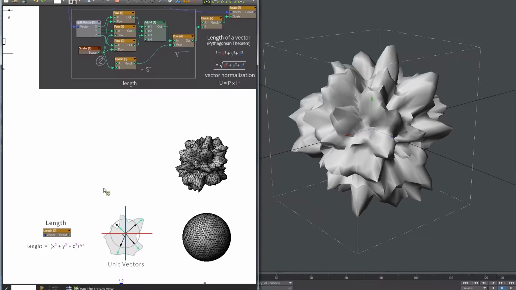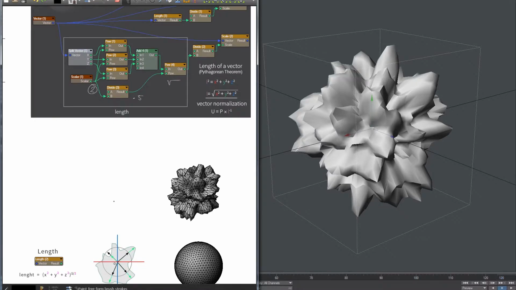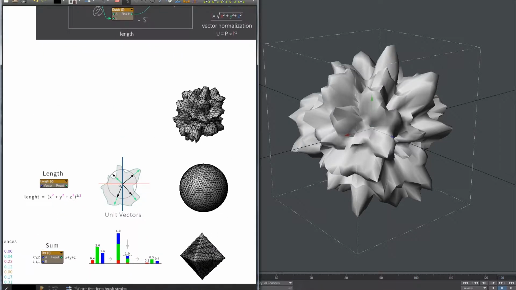Now, if I use something else, let's say the sum of the channels, instead of doing the Pythagorean theorem on them, I'm just going to add them up together and use that in place of the length node. If I do that, I'm not going to get a unit sphere. I'm going to get an octahedron. But there are some nice applications for this amount.